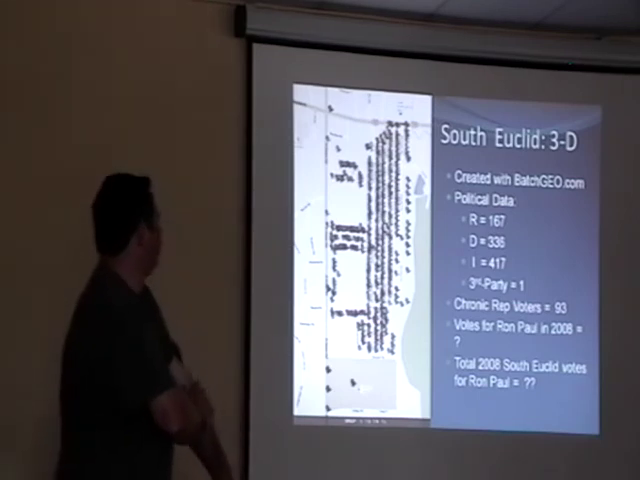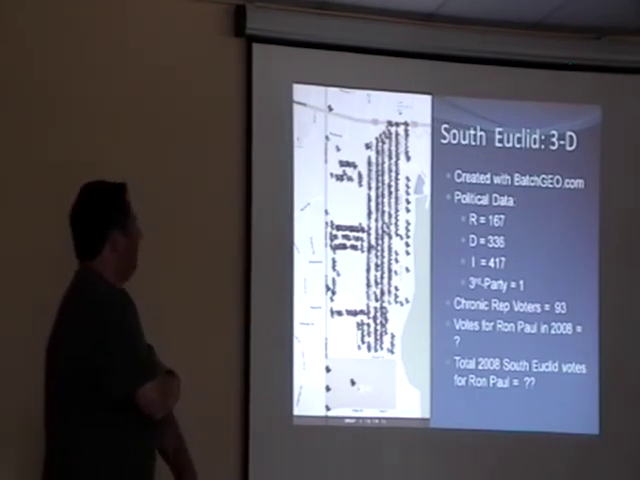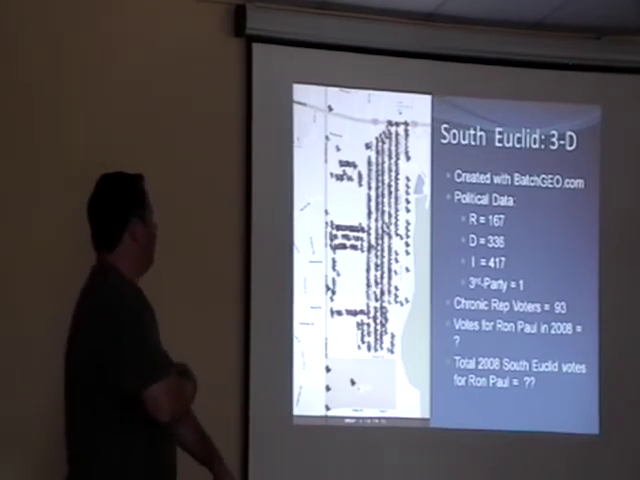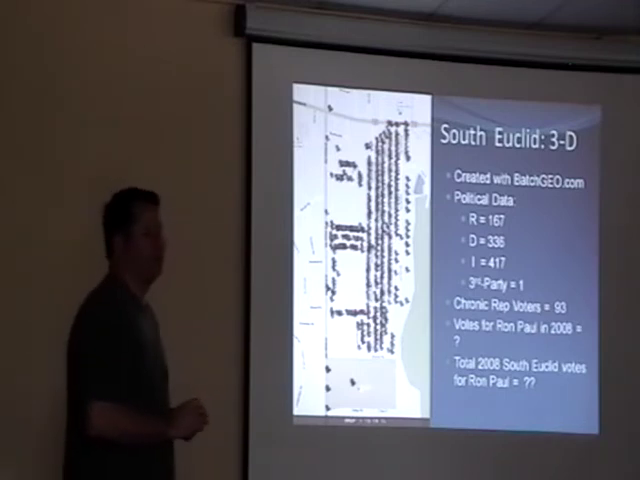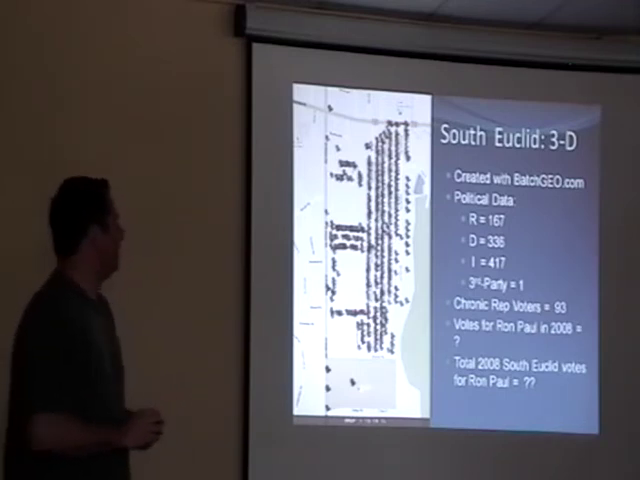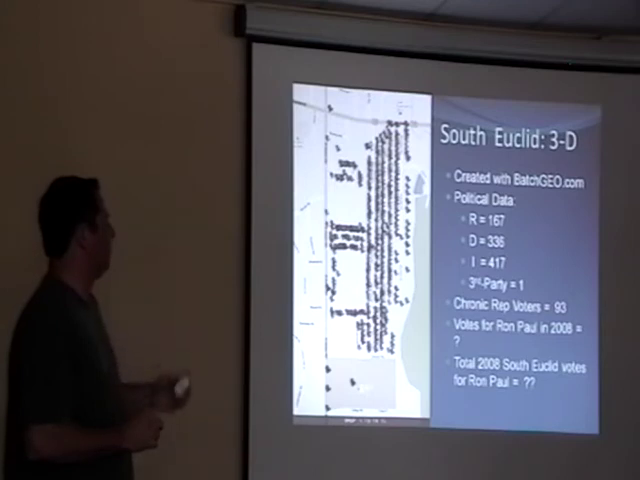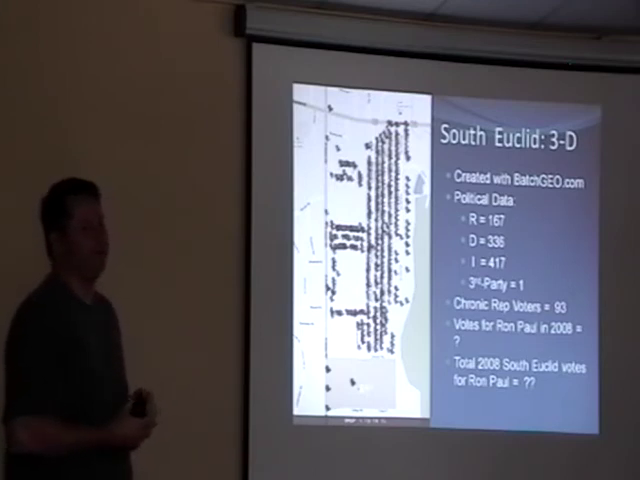So this is a map that I created. This is my precinct, just to give you an idea of the area. It's basically 3 long streets in South Euclid. And this is a pretty cool website. I've heard of it. It's called batchgeo.com.